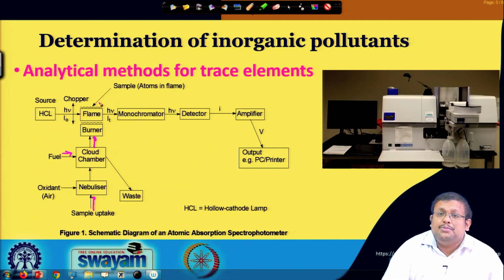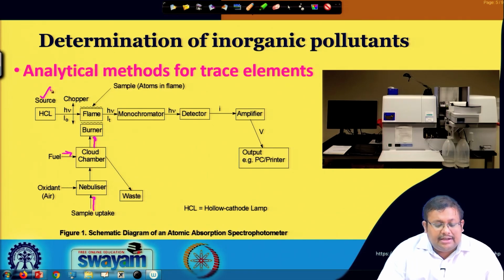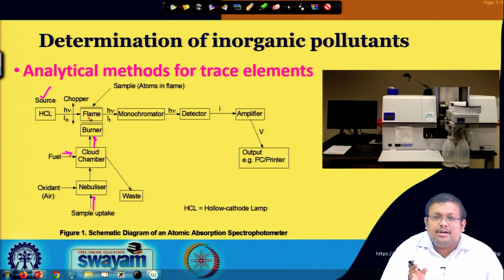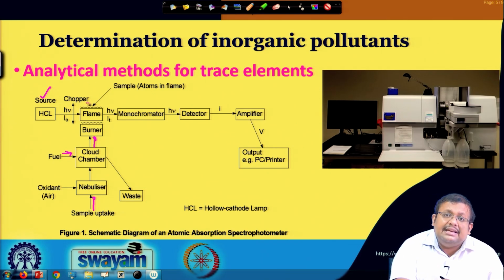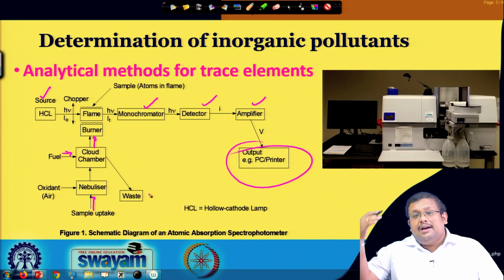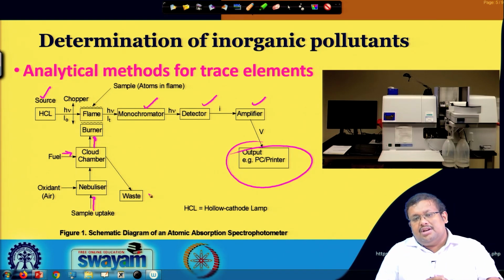Now, this characteristic radiation has to be produced from some source. This source is the HCL, or hollow cathode lamp, which produces a characteristic, very narrow, almost monochromatic radiation or wavelength, which is absorbed by the particular element we are interested in. After it absorbs the radiation, we get the transmitted radiation, which moves to a monochromator, a detector, then an amplifier, and ultimately to the output. From there we get the spectral lines and an idea of which wavelengths have been absorbed, and from there we can get the concentration of that particular element.